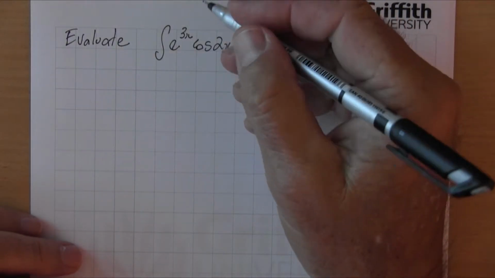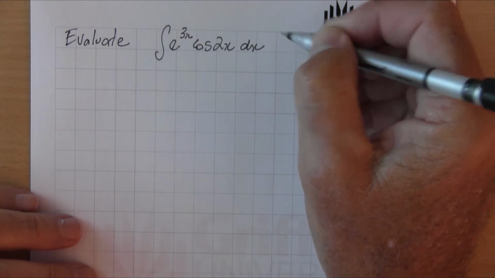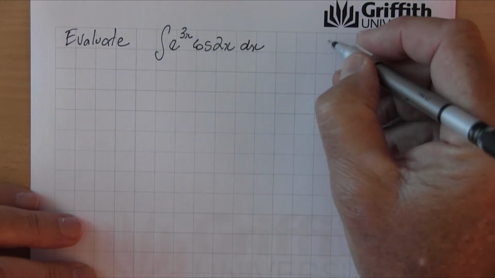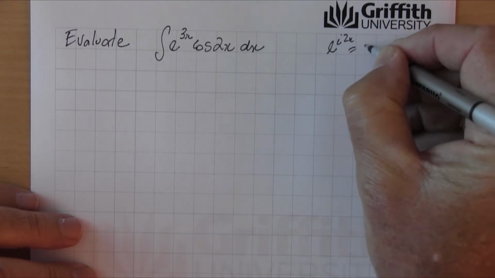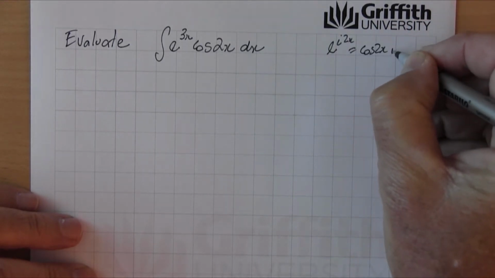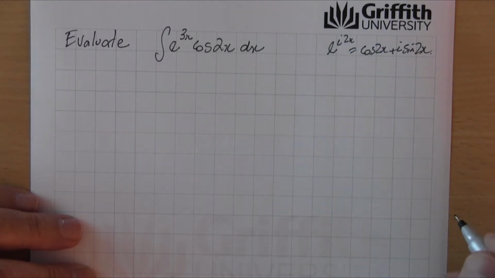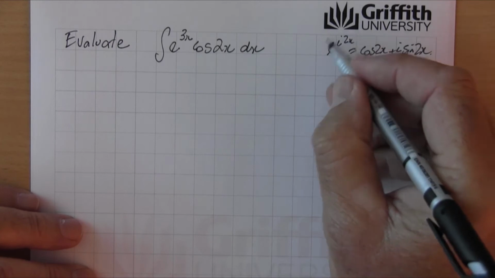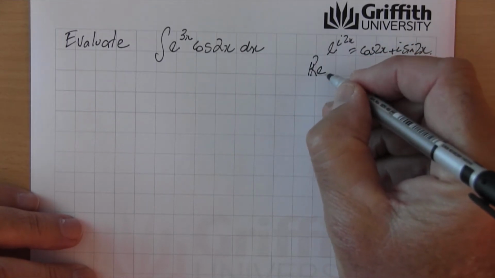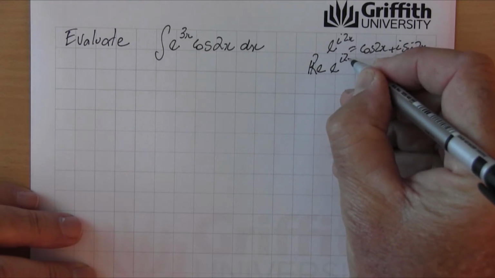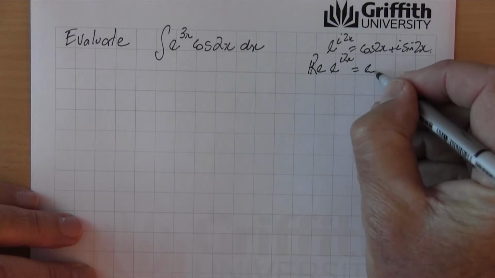Okay, so imagine we want to integrate e to the 3x cos 2x dx. We know that there is an identity that e to the i 2x equals cos 2x plus i sine 2x. So if we took the real part of the left-hand side, it would be equal to the real part of the right-hand side. So the real part of e to the i 2x, and the real part over here is cos 2x.